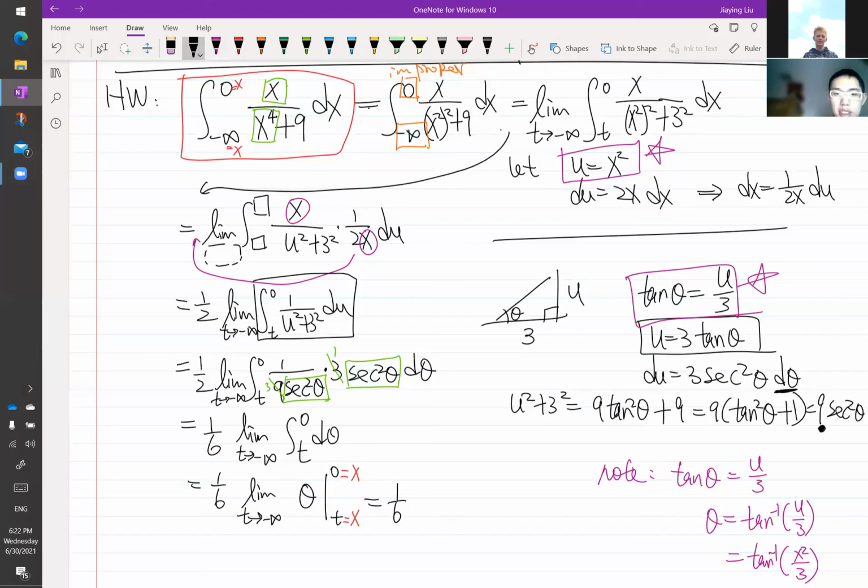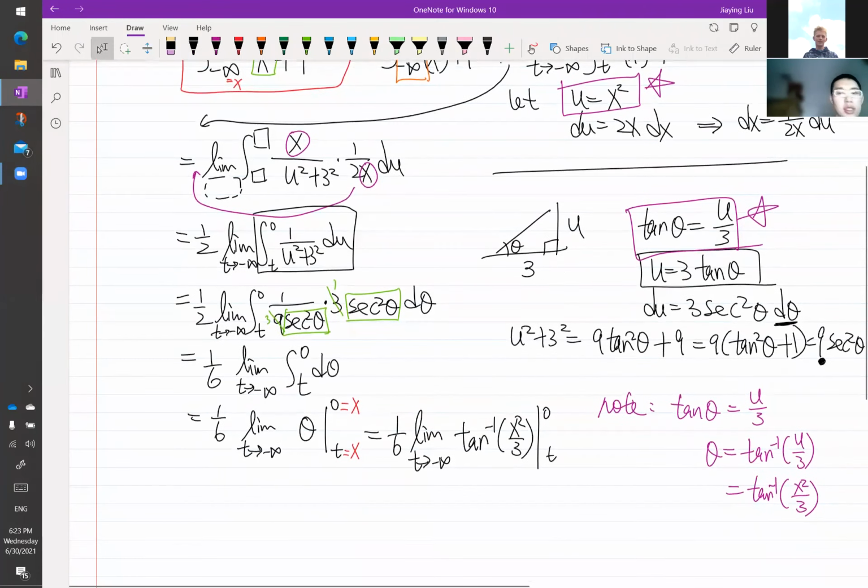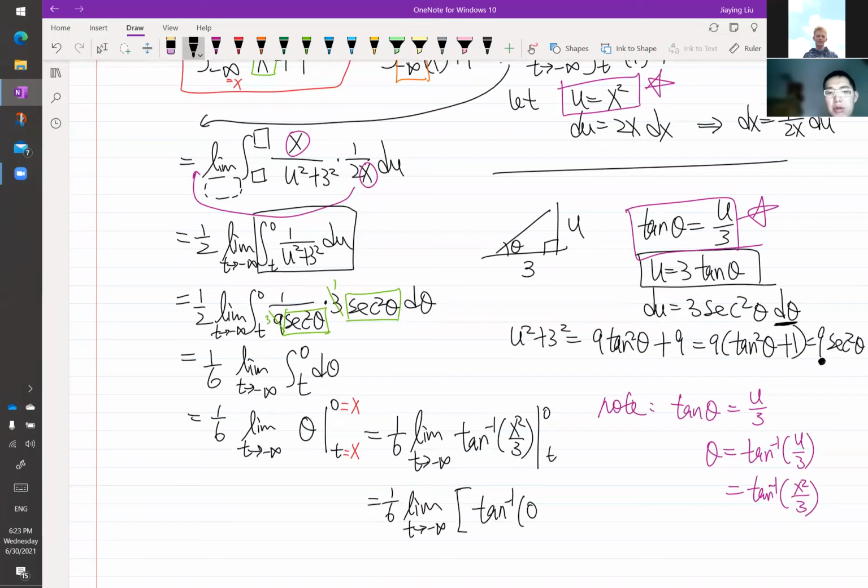So that's equal to 1/6 limit t going to negative infinity of inverse tangent of x squared over 3, evaluated from t to 0. Those are x values, perfect. Now let's plug in 0 and t. So we have 1/6 limit t going to negative infinity, and I'm going to plug in 0 first, so I get inverse tangent of 0. Now I'm going to plug in t, so minus inverse tangent of t squared over 3.